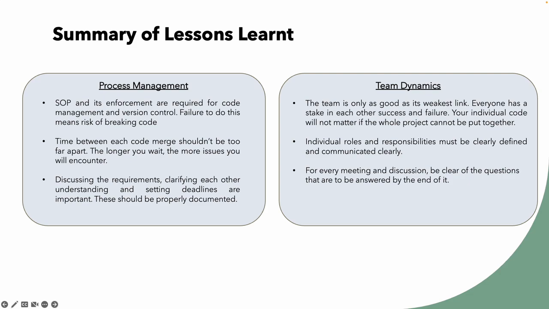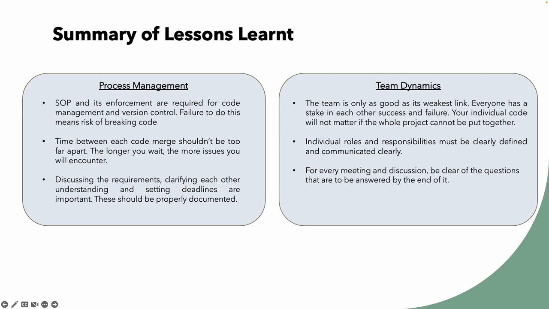In terms of process management, we learned that there needs to be an SOP for code management and version control. There needs to be a consistent and routine effort to upgrade the code base and not wait too long to merge each other's code. The reason is because merging code can often be quite a messy process, and the longer you wait, basically the bigger the mess. Lastly, setting deadlines and defining requirements clearly are also important components of process management, as they ensure that all team members are able to contribute effectively.